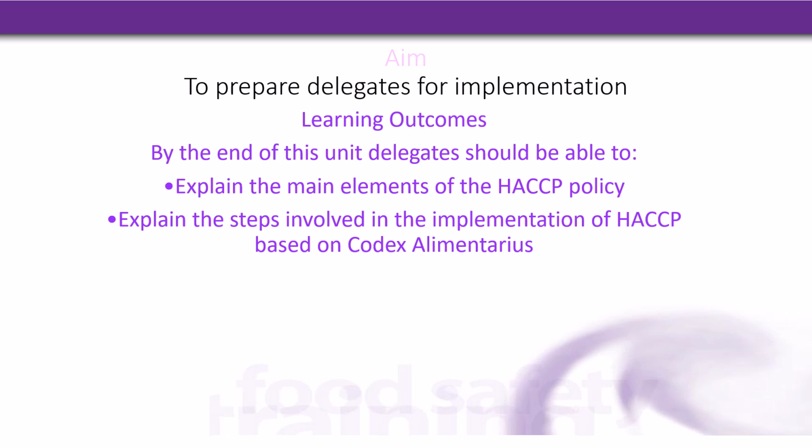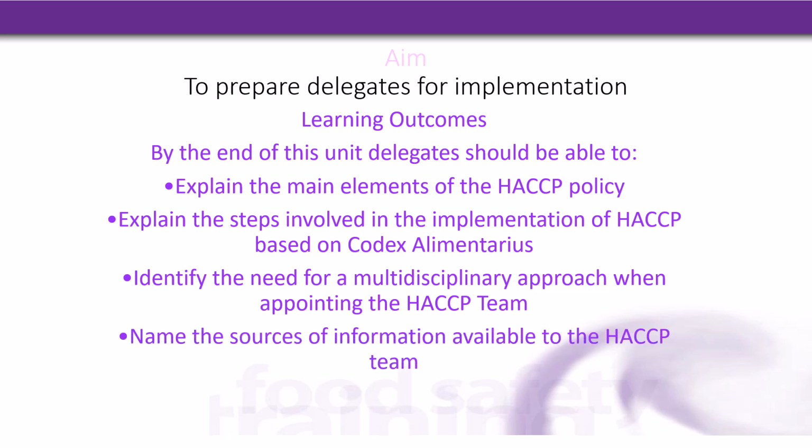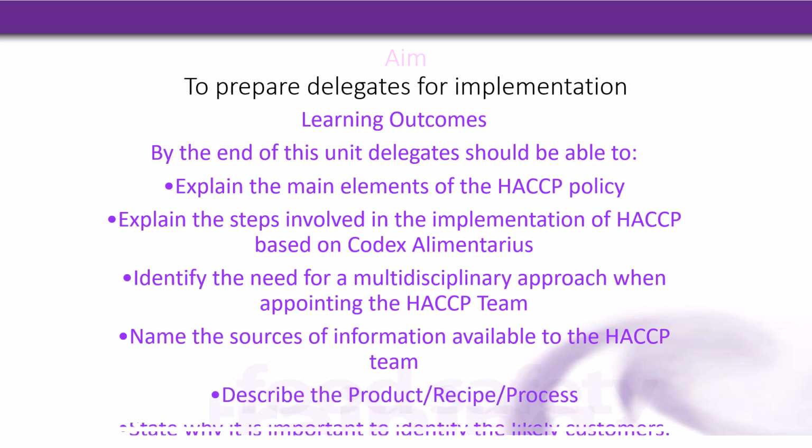explain the steps involved in the implementation of HACCP based on Codex Alimentarius, identify the need for a multidisciplinary approach when appointing the HACCP team, name the sources of information available to the HACCP team, describe the product, recipe, process, and state why it's important to identify the likely customers.